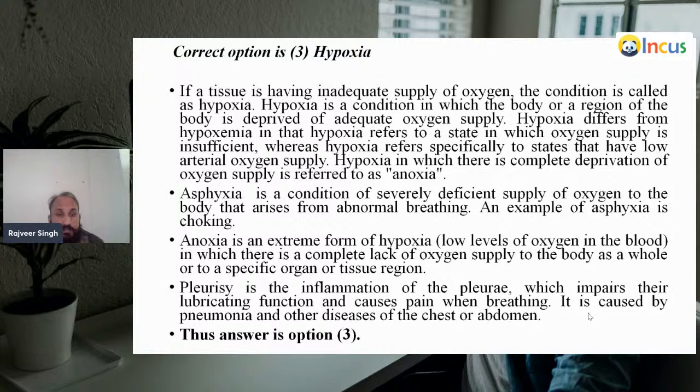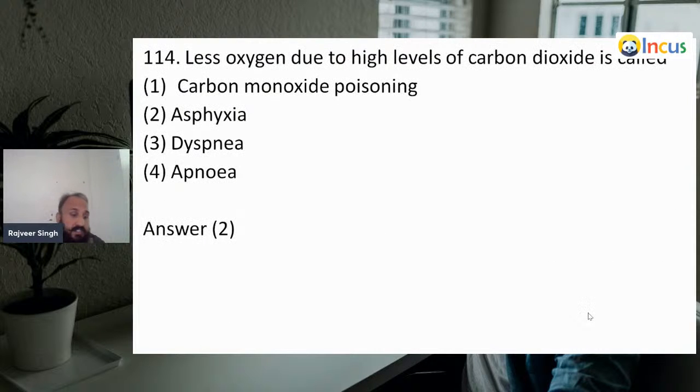Pleurisy is the inflammation of the pleura, which impairs their lubricating functions and causes pain when breathing. It is caused by pneumonia and other diseases of the chest or abdomen. So our answer will be hypoxia is the right answer.